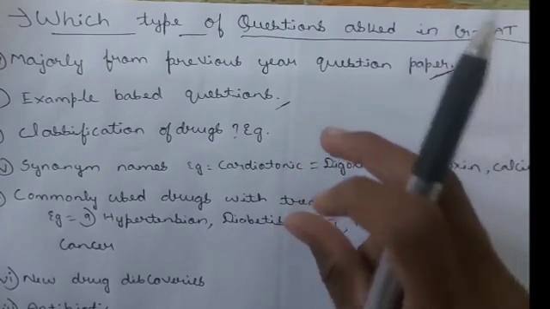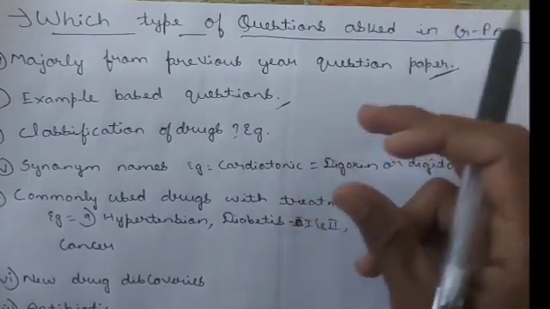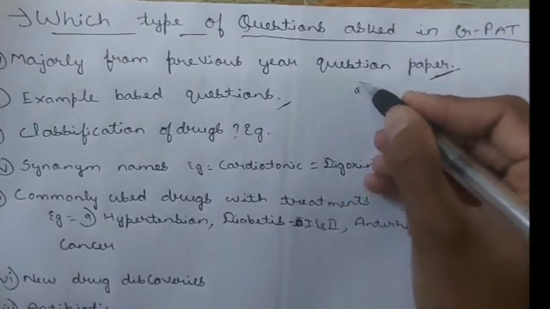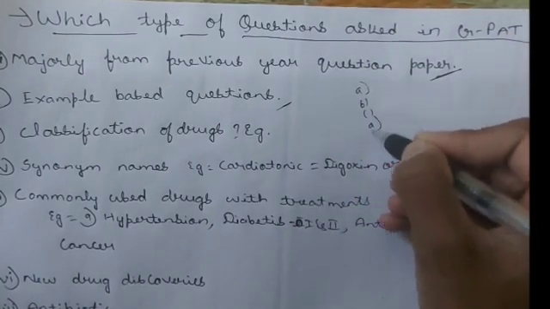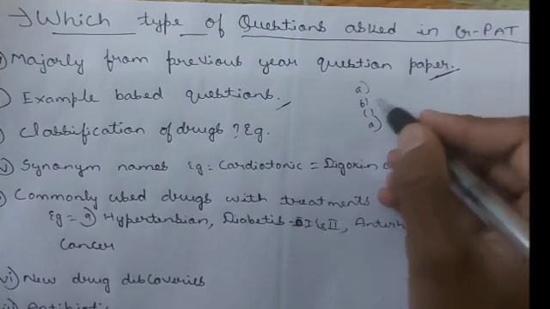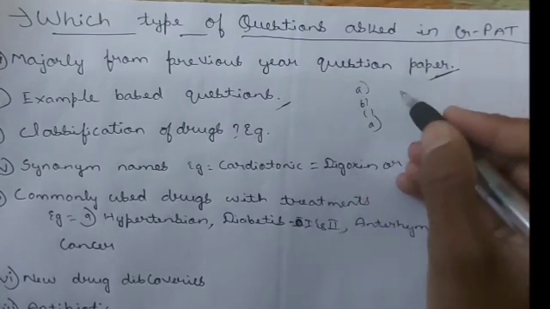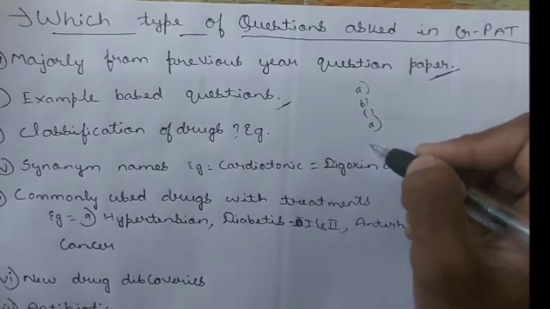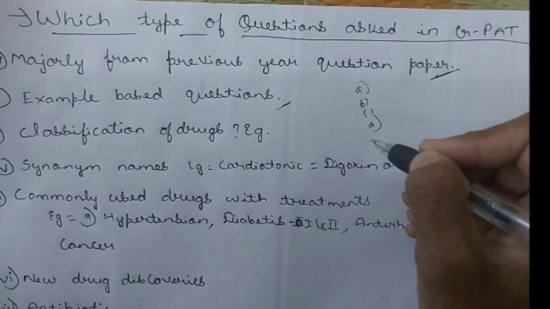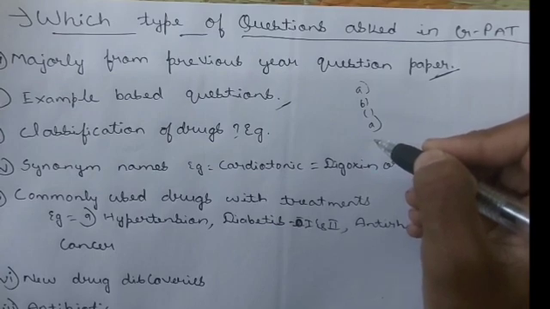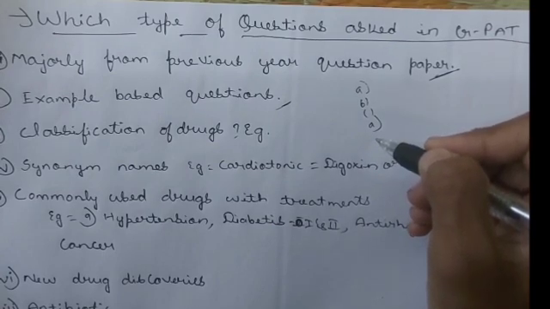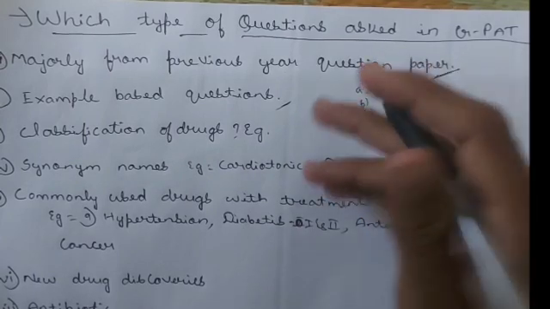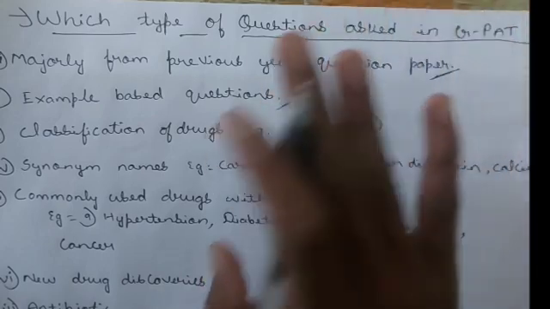Among these, which of the following is not an antihypertensive drug. See, some of the examples they will give, example A, B, C, D. In option A they will give some drug, in option B, option C, option D. And they will write there, among the above four options, which of the following is not an antihypertensive drug or not a hypoglycemic agent or oral contraceptive. This type of example based question is very important.